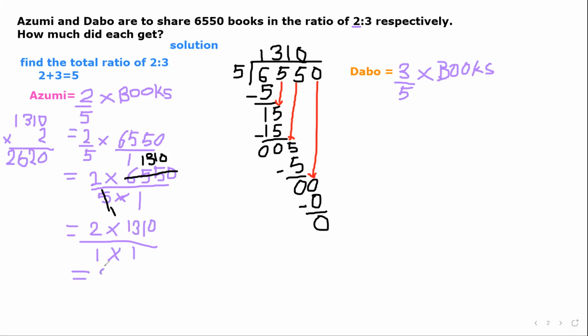Now we have 2,620 all over 1. Therefore, every number divided by 1 is the same as that. Therefore, Azumi's share of books will be 2,620 books. Okay, books.